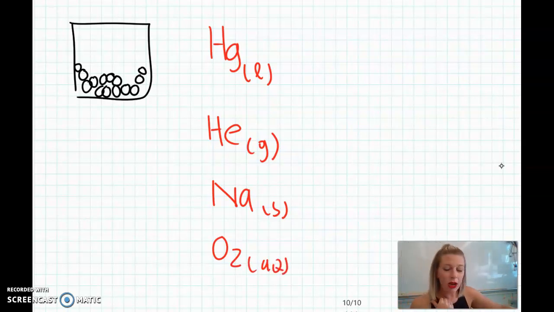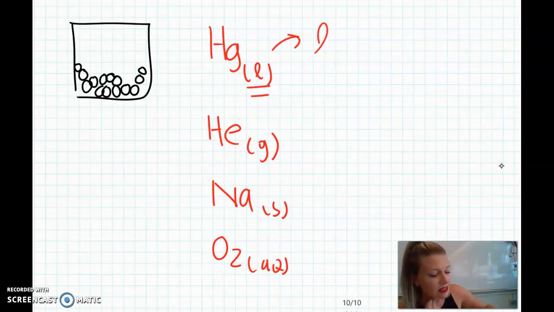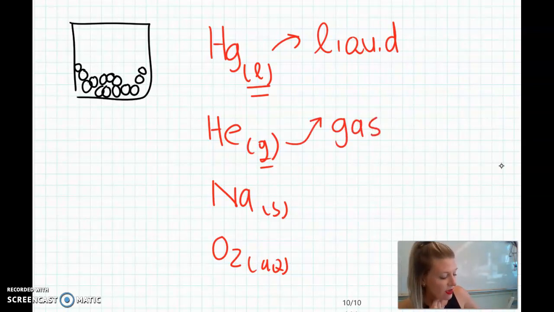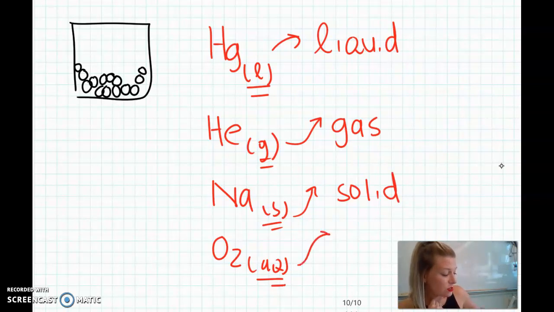Okay, and I want to point out that symbols here are used to represent the phase of matter. If I have an L, that's going to represent a liquid phase of matter. If I have a G, that's going to represent the gaseous phase of matter. If I have an S, then that's going to represent the solid phase of matter. And if I have an AQ, this one is special. This represents the aqueous phase of matter.